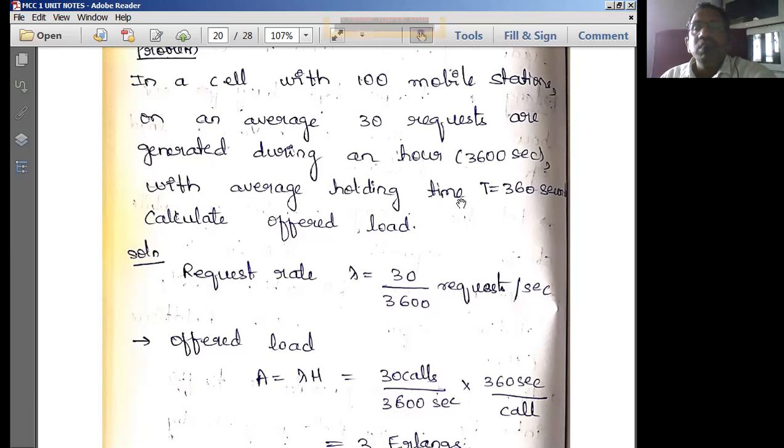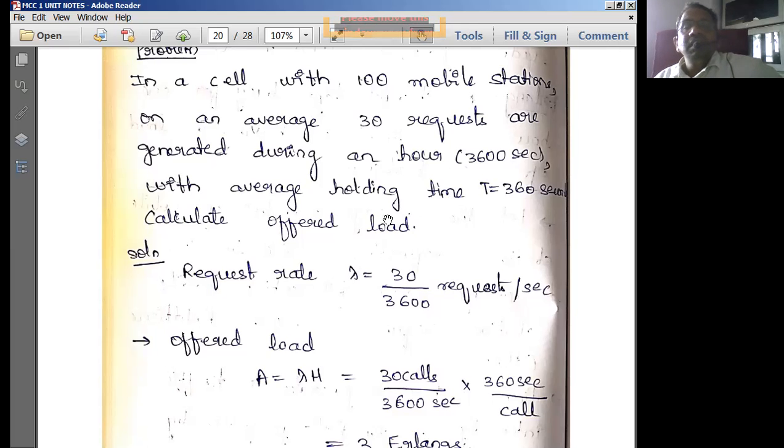With average holding time t equal to 360 seconds, that means in every 1 hour, 30 requests are being made to the base station. 30 requests have been made in 1 hour to the base station, by 100 mobile stations, in 1 hour time.